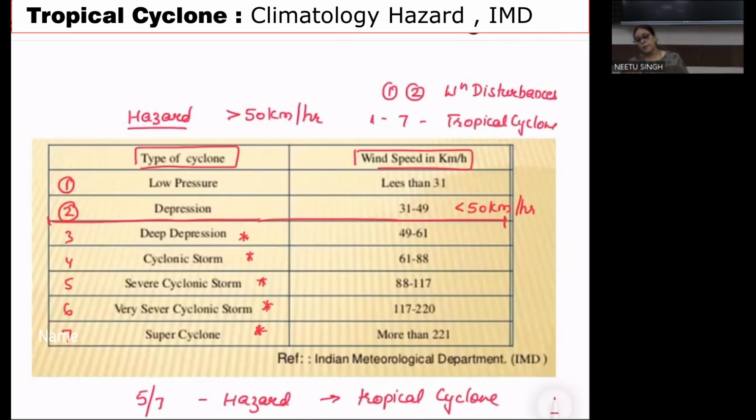That means my deep depression, where the wind velocity is more than 50 kilometers per hour, touches severe cyclone or super cyclone storm, when the wind velocity is more than 220 kilometers per hour. Super cyclone will be most devastating.